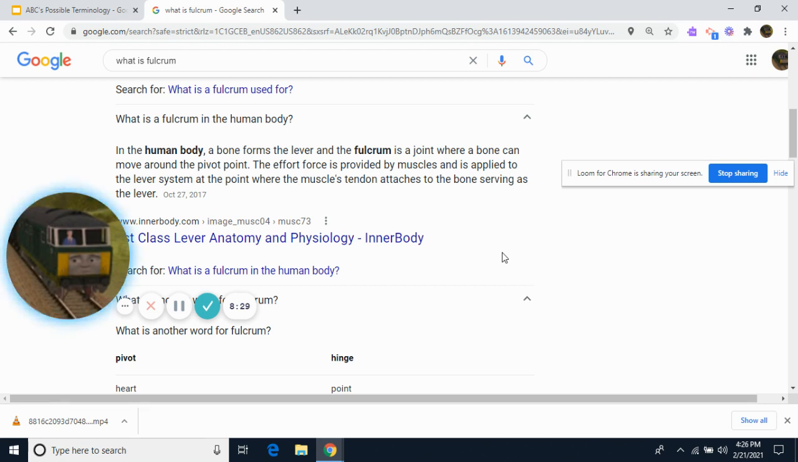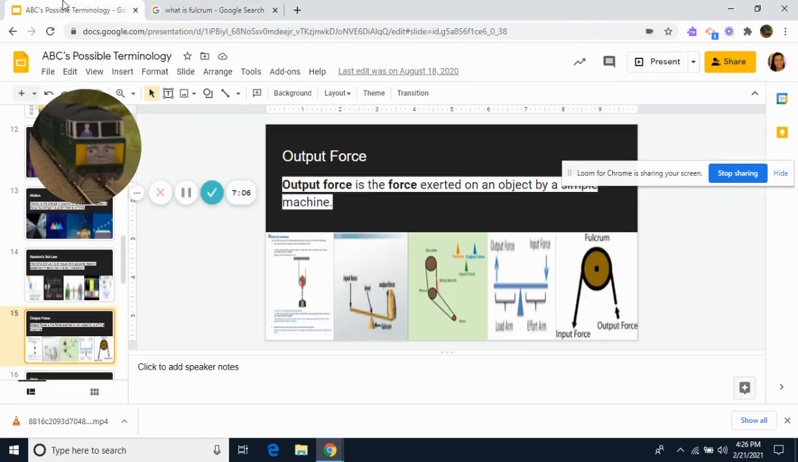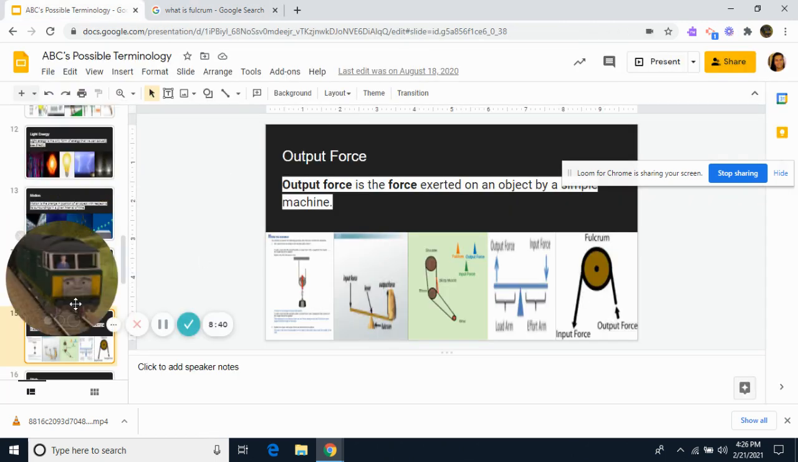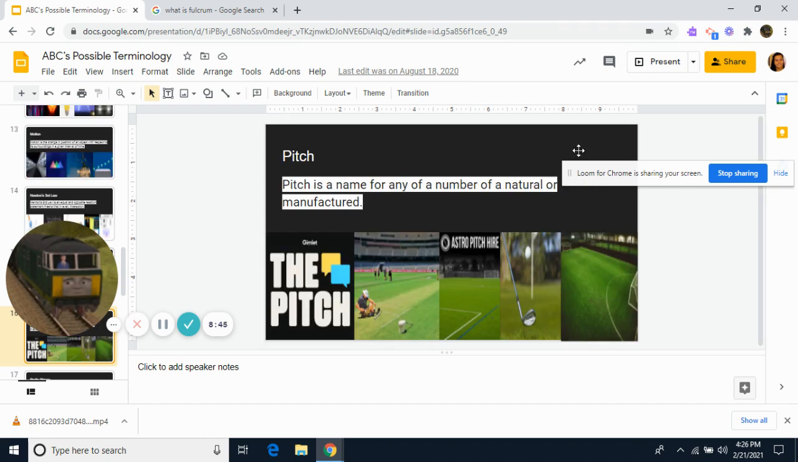The effort force is provided by the muscles and is applied to the lever system at the point where the muscle's tendon attaches to the bone serving as a lever. So, yeah, that's all about the output force, and now we're heading out to the pitch.